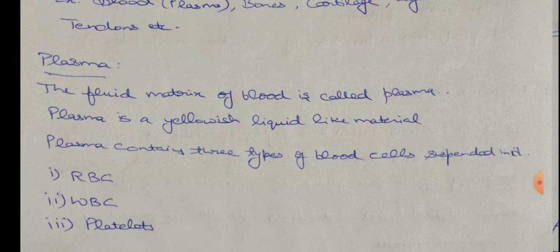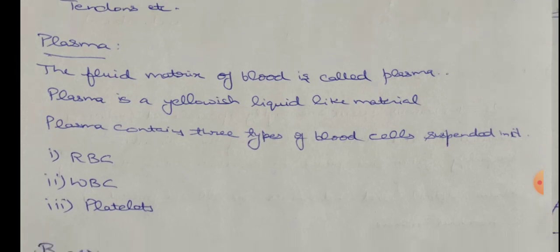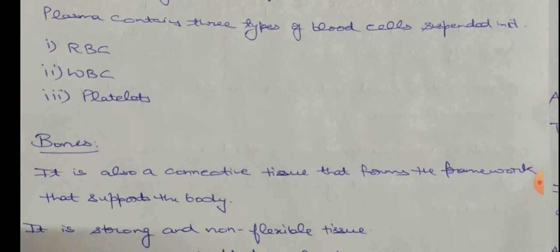Then comes the WBCs, that are white blood cells. They are responsible for the immunity of the body. And then third comes the platelets. Platelets are responsible for clotting of blood. So I hope it is clear, plasma. Now let's take a look at the next one, that is bones.